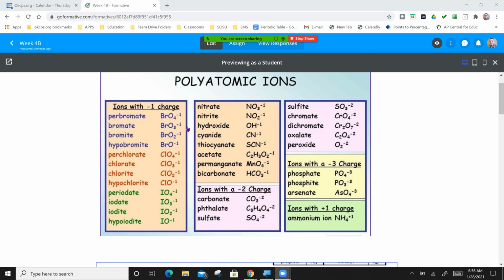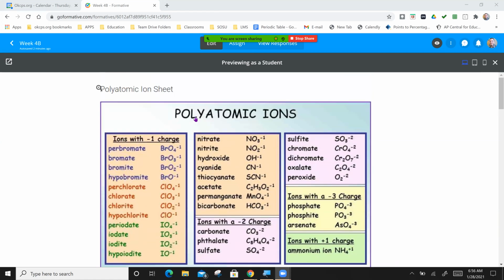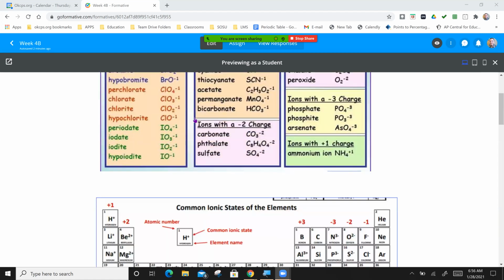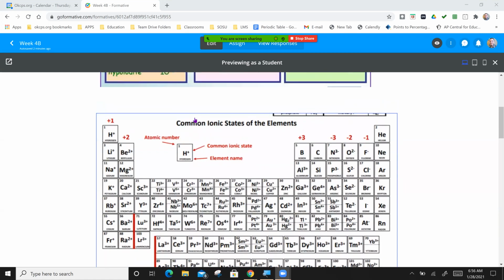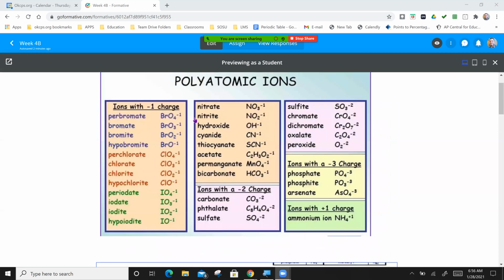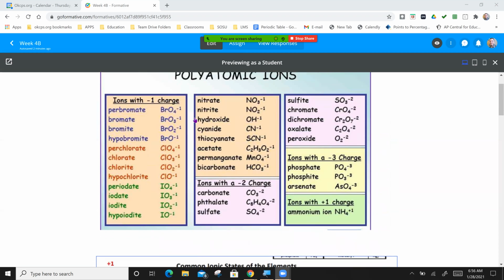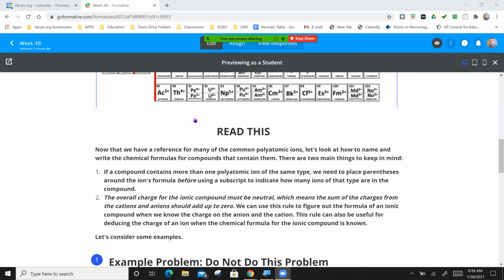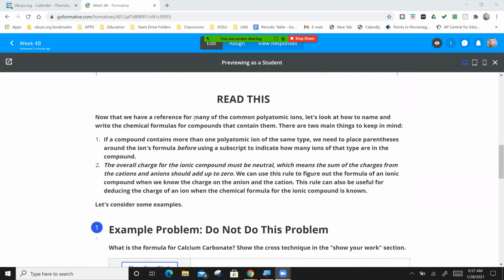Okay, so we have to still make sure when we are using these, and we're going to use these in ionic compounds, because ionic compounds have ions, that we follow the same rules that we've been using, which is to make sure that the sum of our charges is equal to 0. And so we can still use the same cross technique that we have been using. So let's read this real quick.